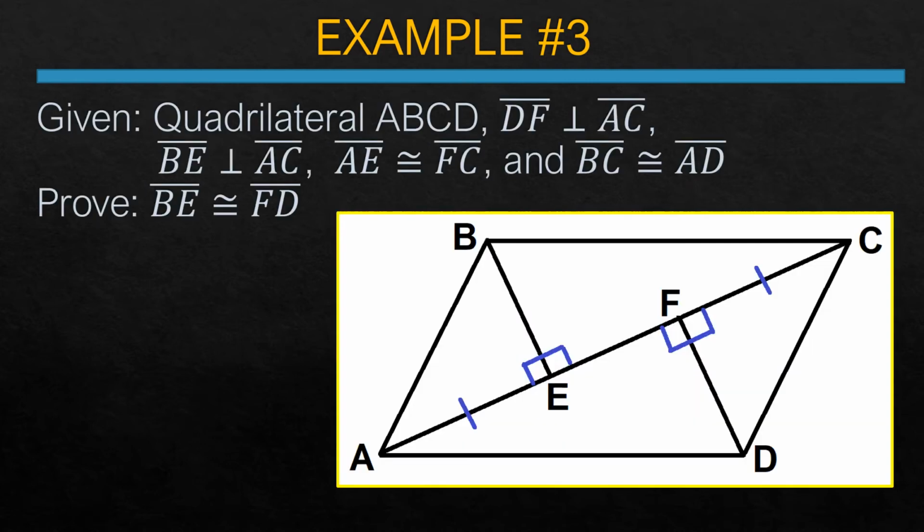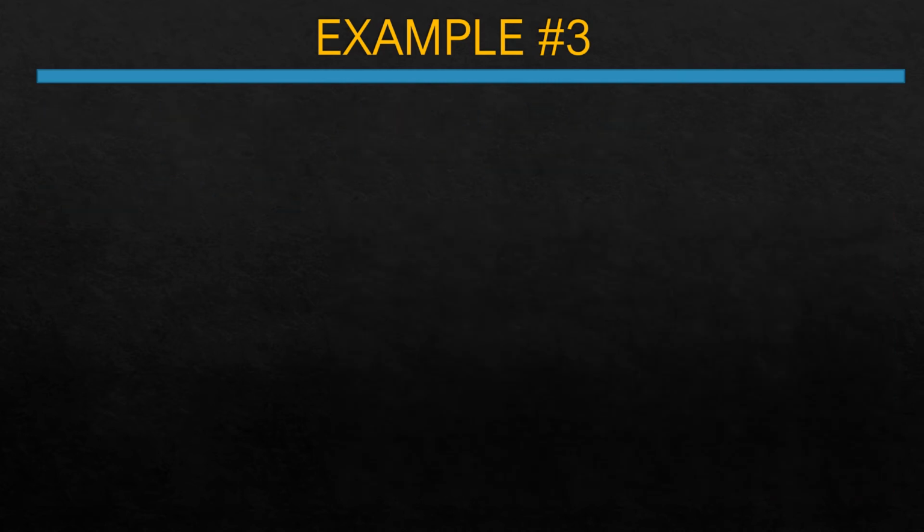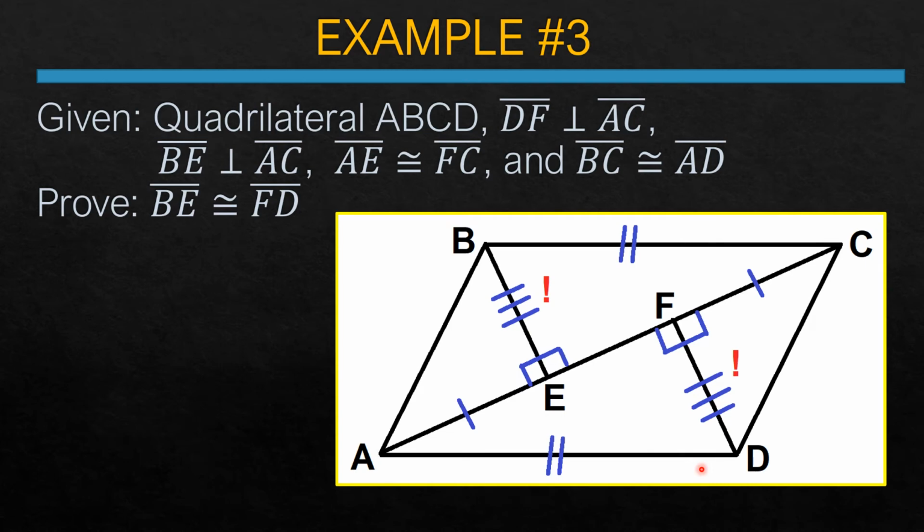We were also given that line segments AE and FC are congruent as marked. Also, we were given that line segments BC and AD are congruent. We need to prove that line segments BE and FD are congruent. To do this, we may focus on the two triangles BEC and DFA.